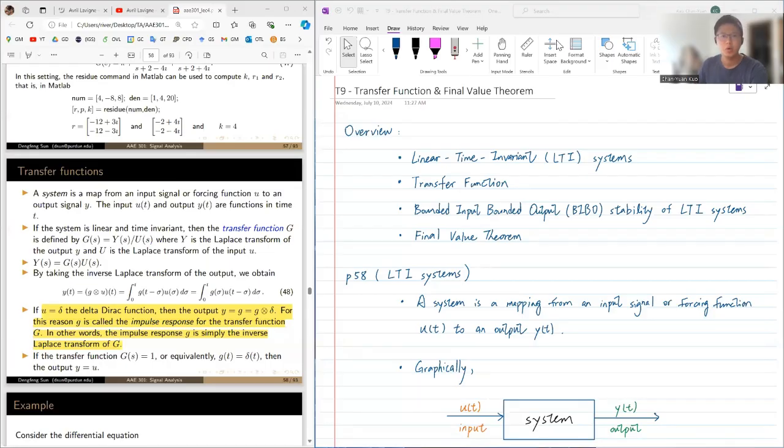Hello, everyone. Welcome to the ninth lecture of AAE 301. In this lecture, you will learn how to analyze a linear time invariant system through its transfer function.